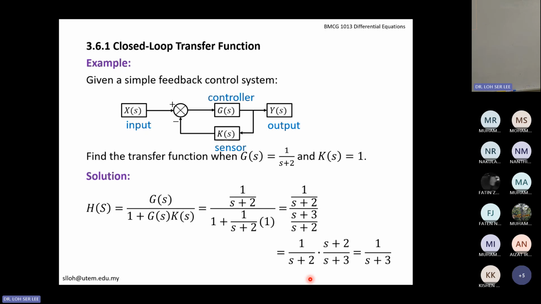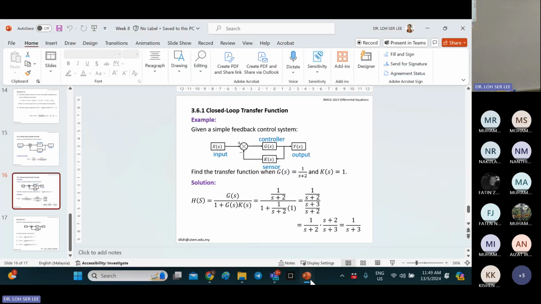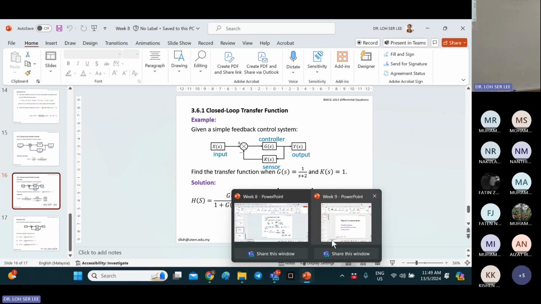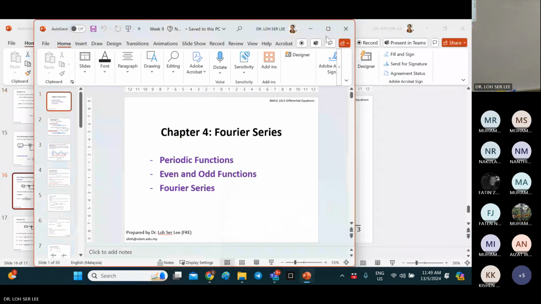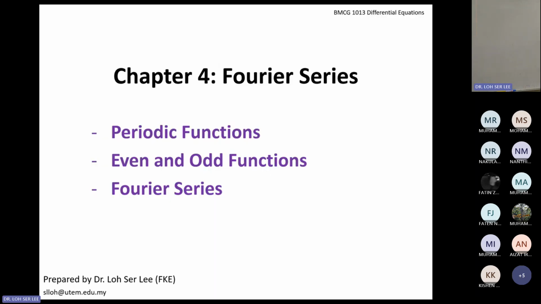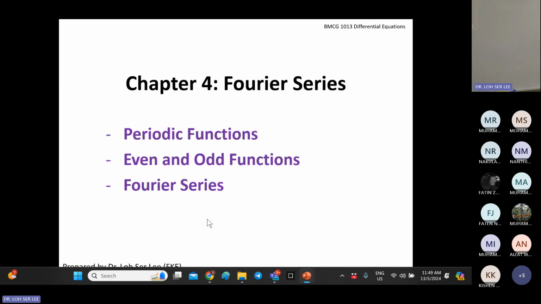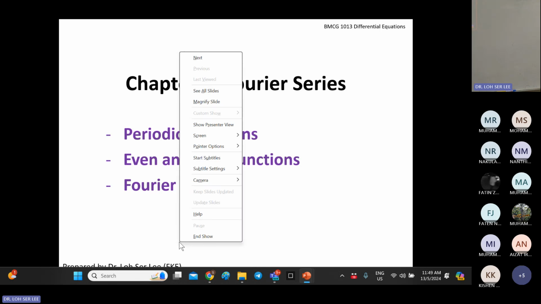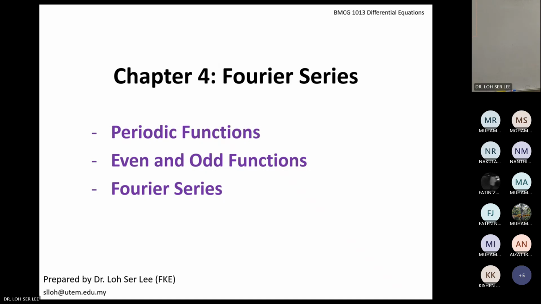So now we have done chapter 3, which is the Laplace transform. Next, we will move to chapter 4, Fourier series. For every year, there will be one question of the final exam from this chapter.